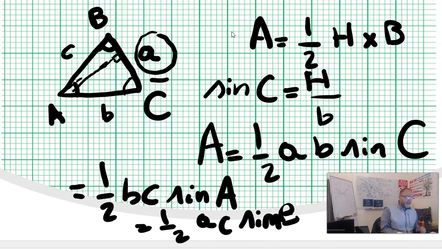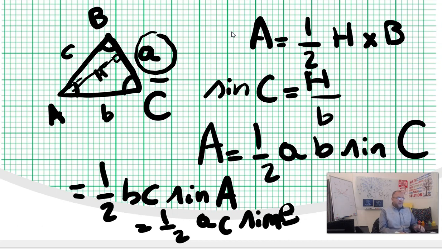So if you take A as the base and you draw the perpendicular to A, you come here and you say, in this right triangle now, I can find the components of a rotating vector. Remember that very well. So the sine of C equals H, the opposite side that I just drew, divided by the hypotenuse, which is B.